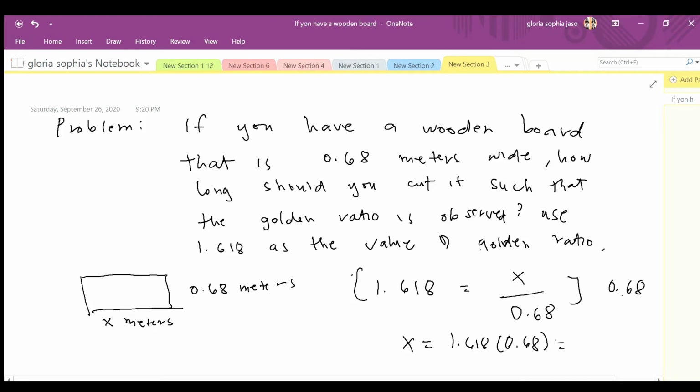So, let's multiply it. Okay, and the answer is 1.1 meters. Okay, so we should cut the cardboard so that the golden ratio will be observed in 1.1 meters length.